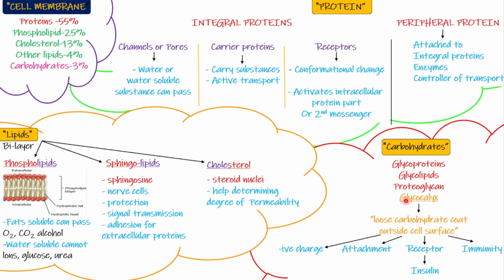So I'm going to revise it again. Glycocalyx is basically a loose carbohydrate coat outside the cell surface, which has a negative charge, so it will repel negatively charged things. It provides attachments. It acts as receptors for substances like insulin, and glycocalyx also plays its role in immunity.